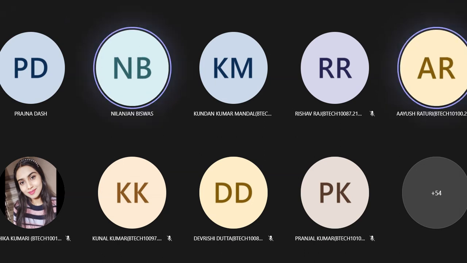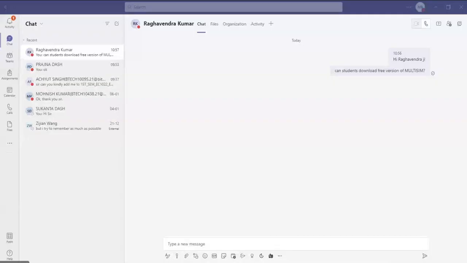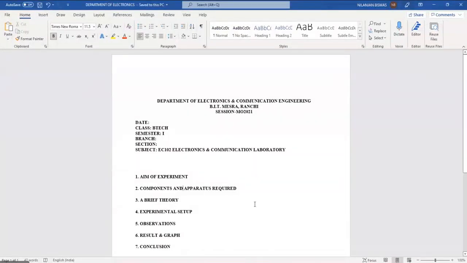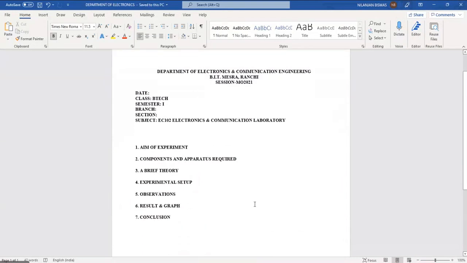And regarding that lab write-up, meaning the lab journal, you can just follow this format. There are a total of 7 different fields. You have to fill up those different fields, and you can just scan that particular A4 sheet and send it. And we will upload this file also in the file section.